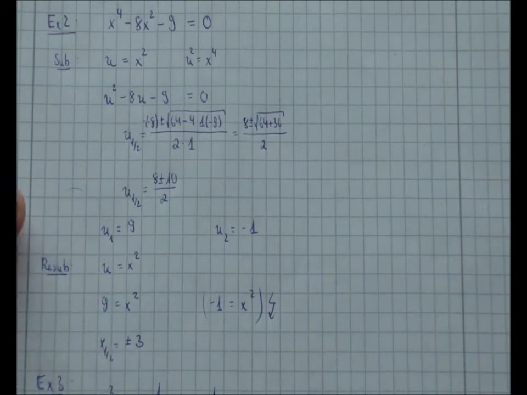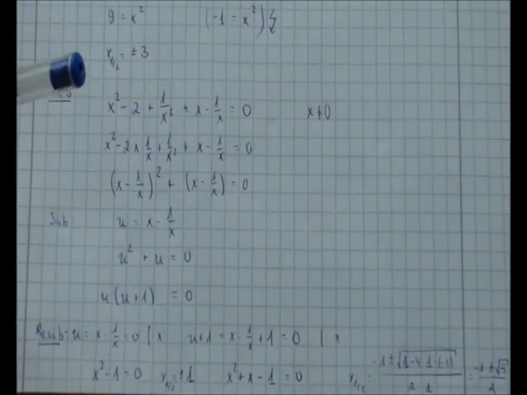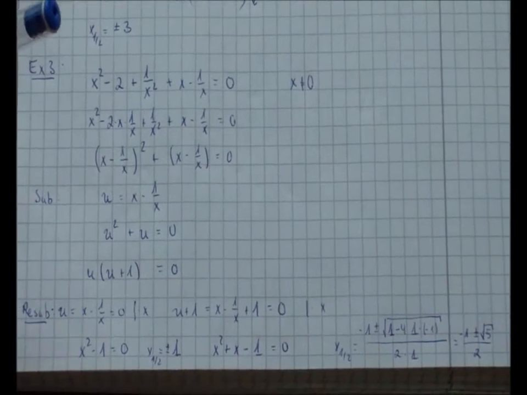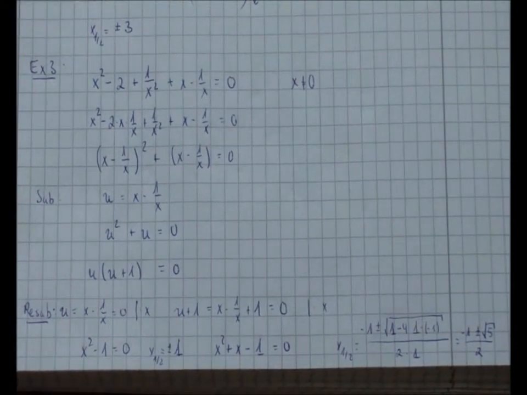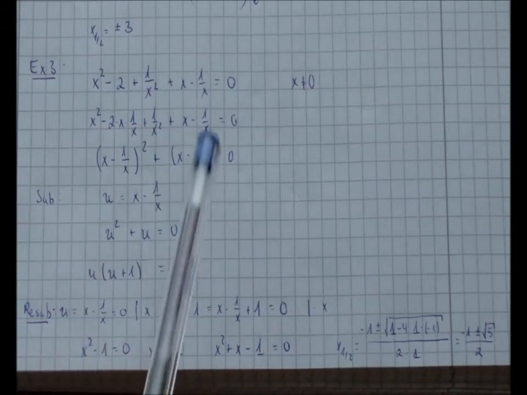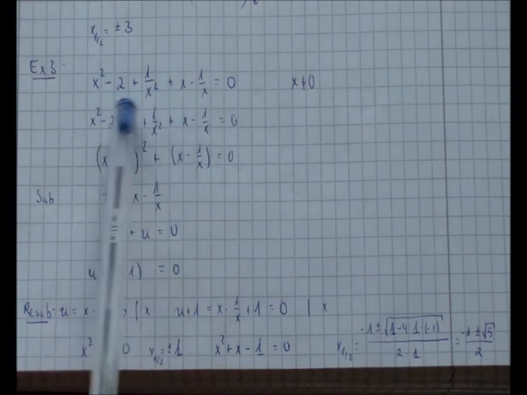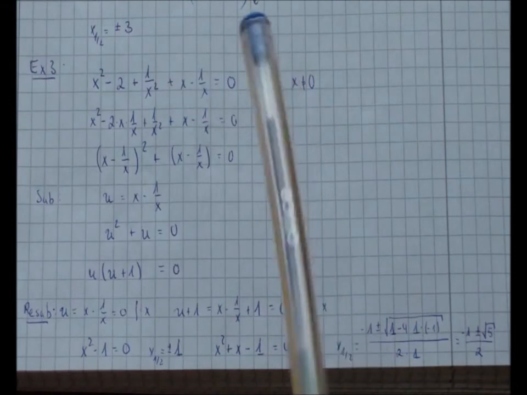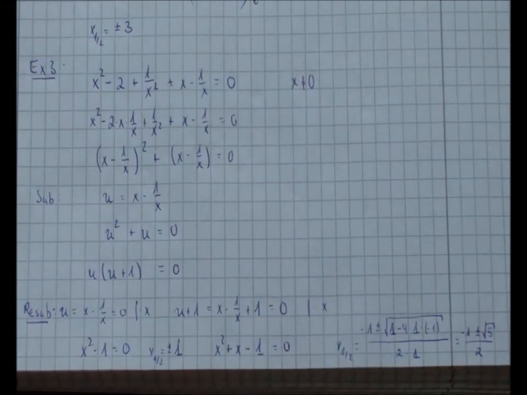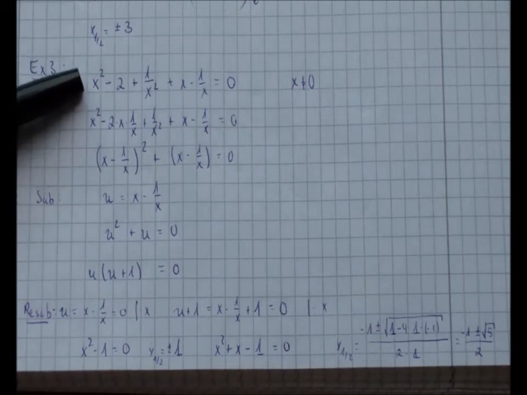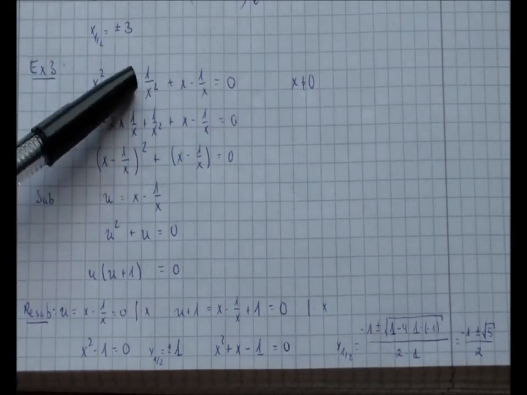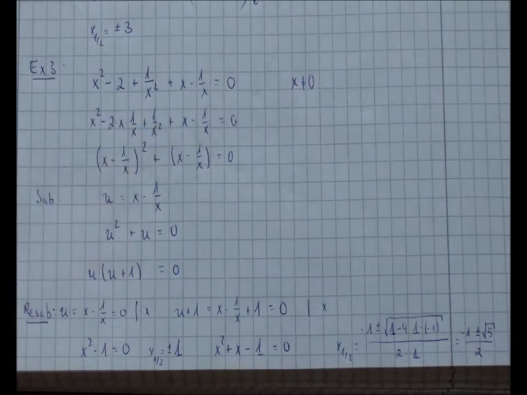Okay, let's go to the next example. It's really, really tricky. I don't think that any teacher would do this, but it's just to make clear to you that sometimes it seems to be impossible to solve an equation, but using substitution makes it so clear. Now just have a look at this. We have x squared minus 2 plus 1 over x squared plus x minus 1 over x equals 0.